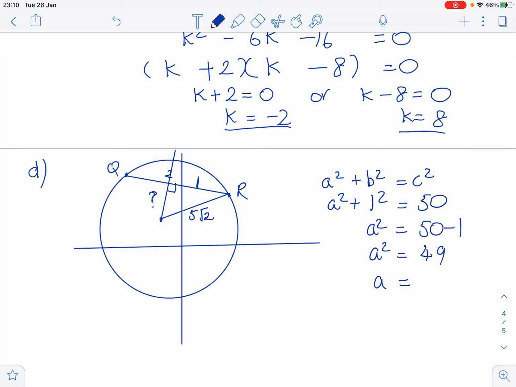So the shortest distance is going to be root 49, which is equal to 7.